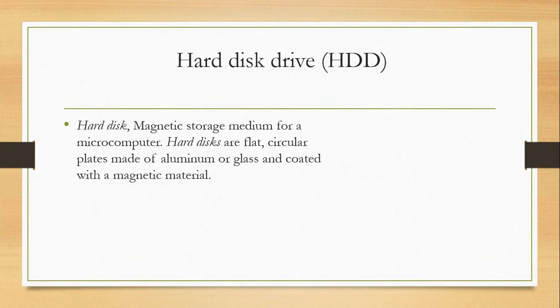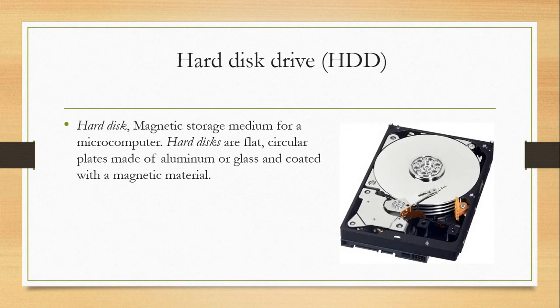Now let's go to the hard disk. The hard disk is a magnetic storage medium for a microcomputer. Hard disks are flat, circular plates made of aluminium or glass and coated with a magnetic material. So everything on the computer is stored on the hard disk. This is where our data is kept. If you remove it from your computer by chance, you have to hold it with care. In case it falls down, you will lose the data on it. It should not fall down. If it falls, it will damage it. That's the hard disk where the computer runs.